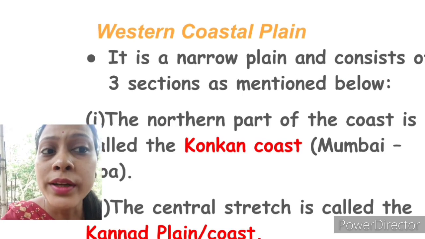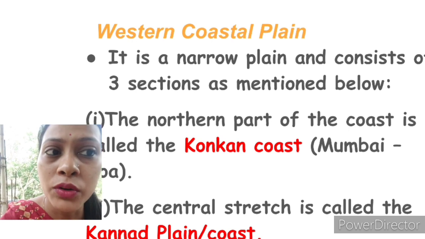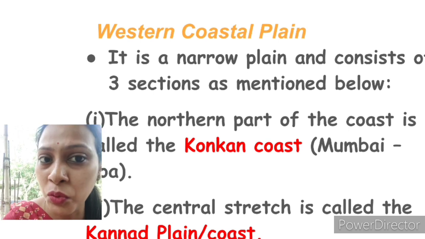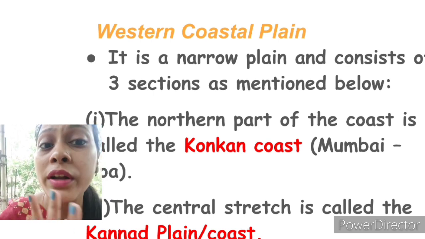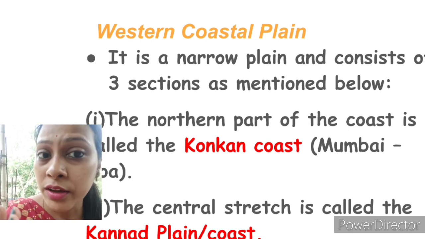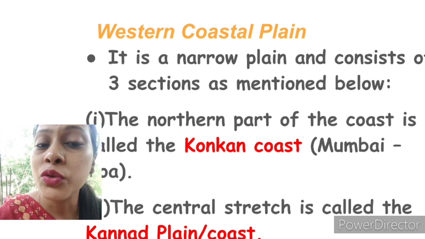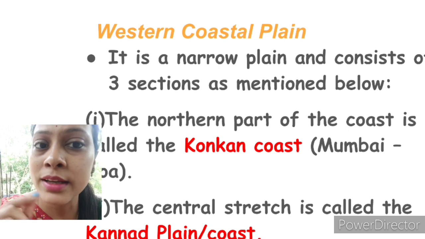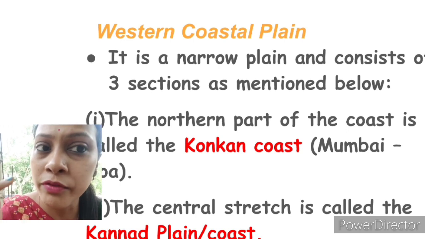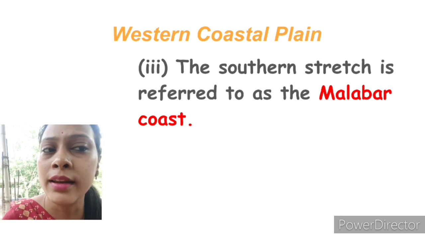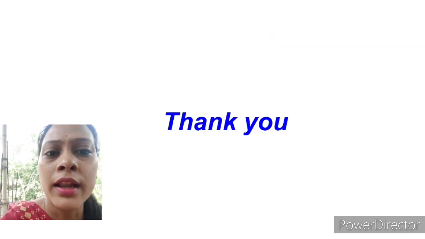The northernmost part of the coast is called Konkan Coast, which includes Mumbai and Goa. Actually there is another coast which is not included here. There are 4 divisions. Kathiawar Plain or Gujarat Plain, you can add that as well. Kathiawar Plain or Gujarat Plain is in the very north, then followed by Konkan Coast, then Kannar Plain, and then the Malabar Coast. I'll show you on the map.